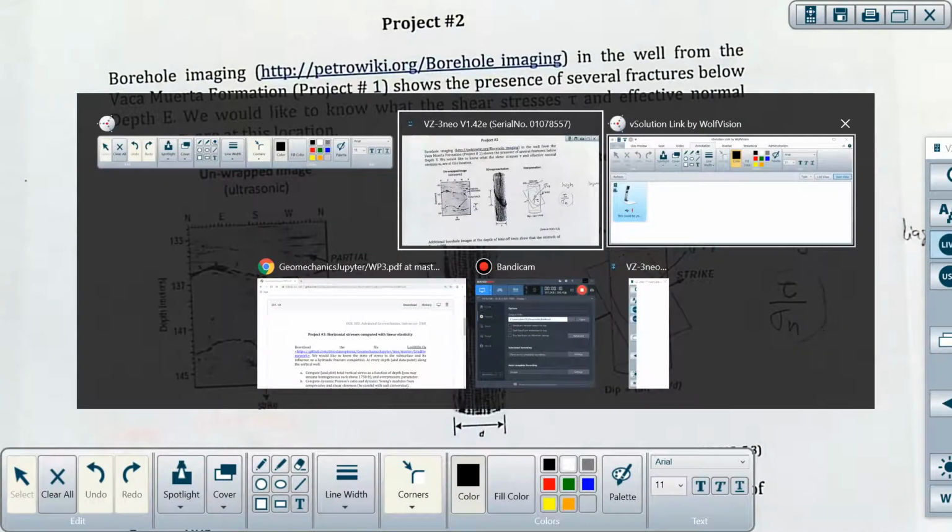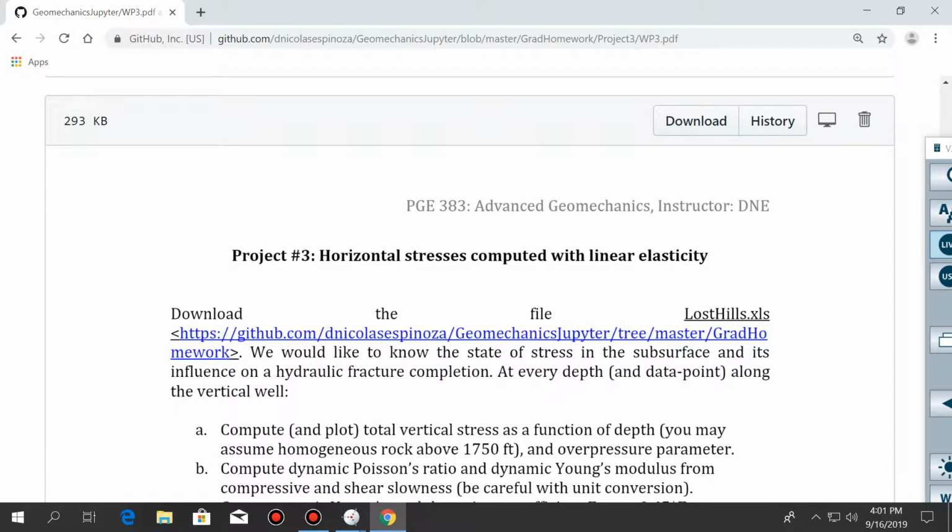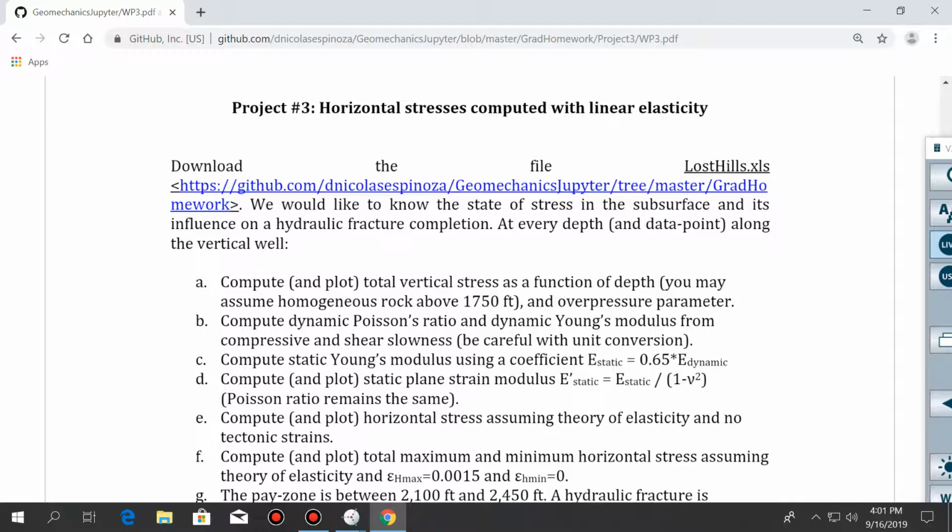And I forgot to print out copies. I'll try to have them on Wednesday for you. And this is project number 3.